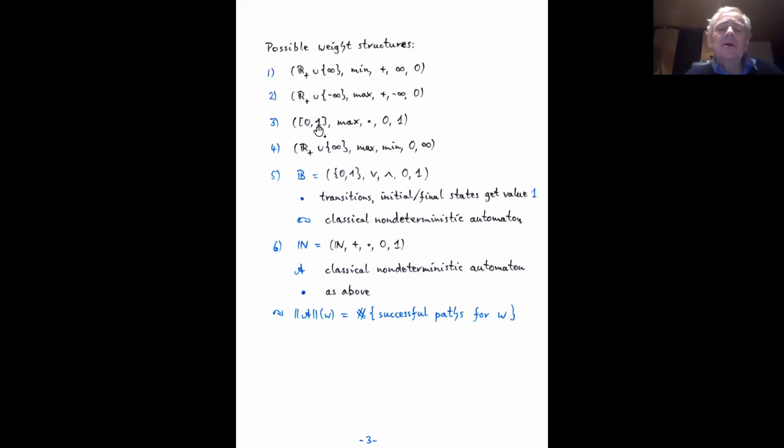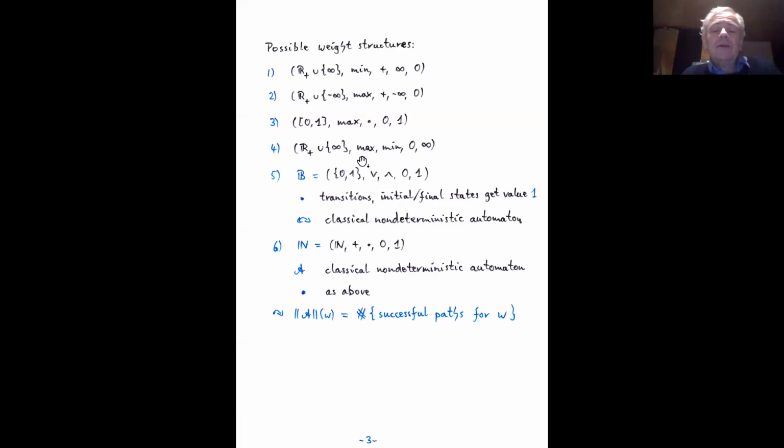reliability of the system, and then along a path we would multiply. Yeah, we would multiply the weights, the probabilities that all transitions are successful, and then we get the total probability that the whole path is successful, and then we would take the maximum. We take the path which has the maximal reliability.